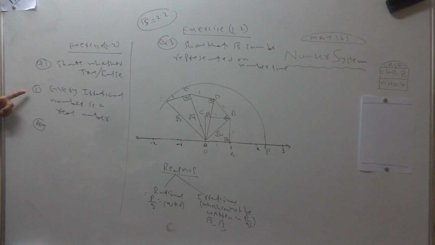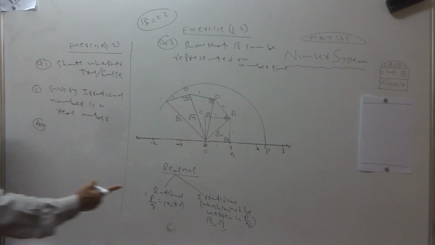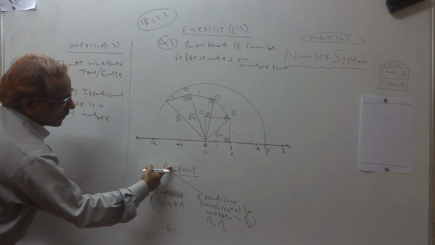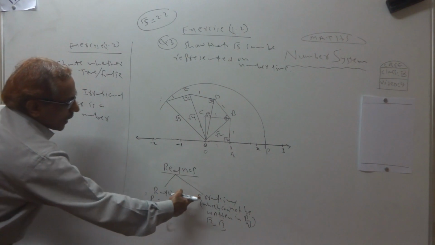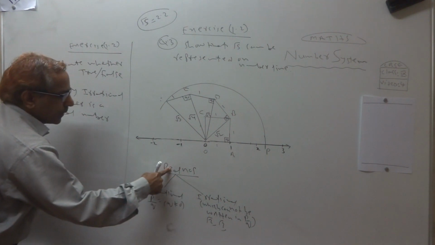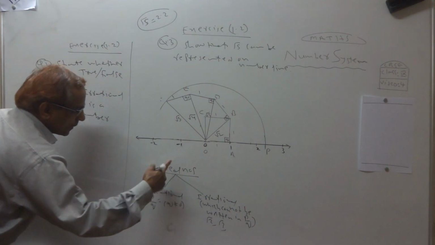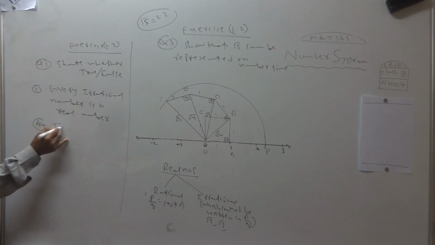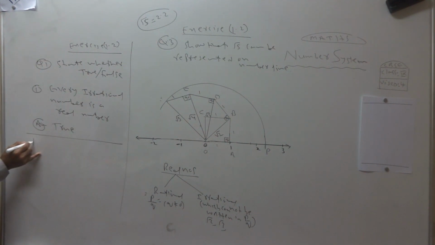So this question is what? State whether true or false. Every irrational number is a real number. Of course, every irrational number is a real number, because irrational numbers are a part of real numbers. So it is correct. It is true.